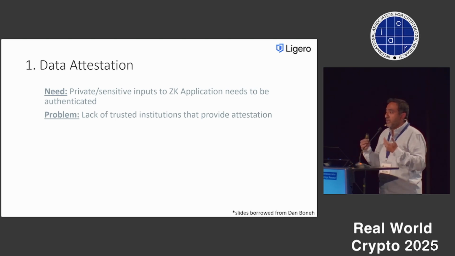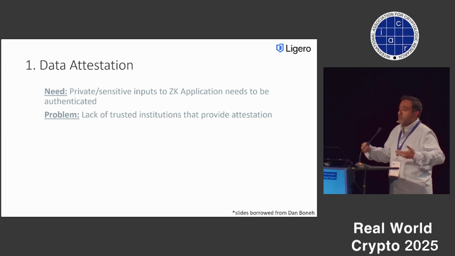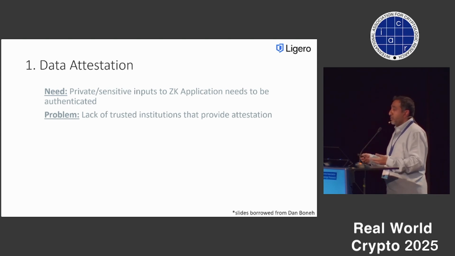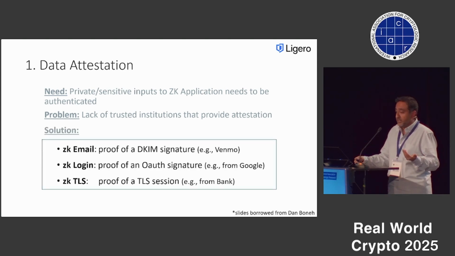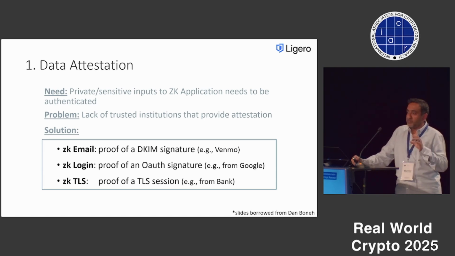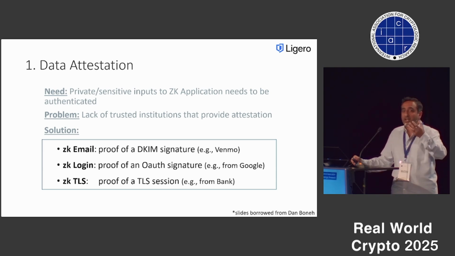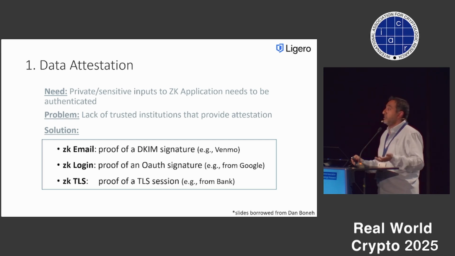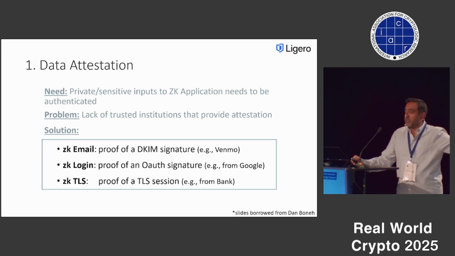Data attestation is about, hey, I need data to be attested. Otherwise, what kind of sensitive information am I proving if I don't have authentication on the data? And there have been really novel mechanisms to get attestation, even though we don't have trusted institutions that are willing to digitally sign your data. Here is a list of them.